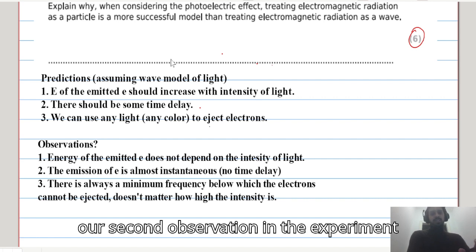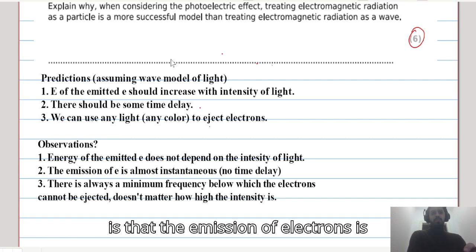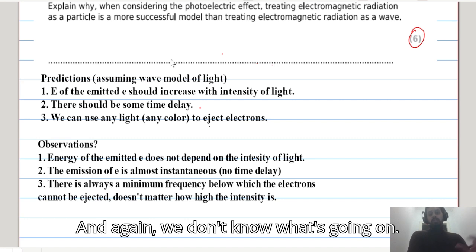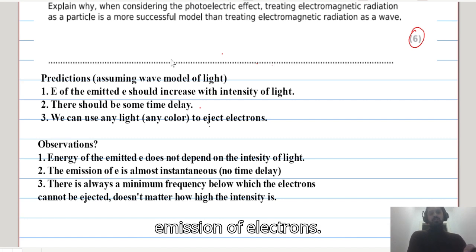Our second observation in the experiment is that the emission of electrons is almost instantaneous. There is no time delay. And again, we don't know what's going on. We cannot explain this instantaneous emission of electrons.